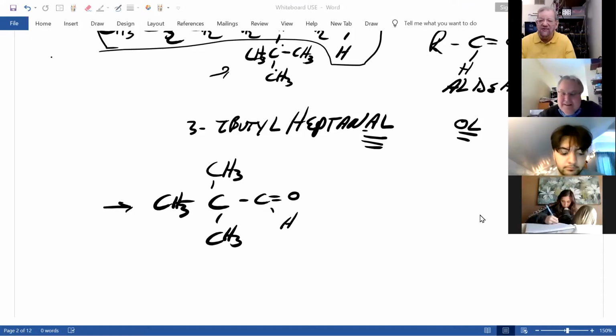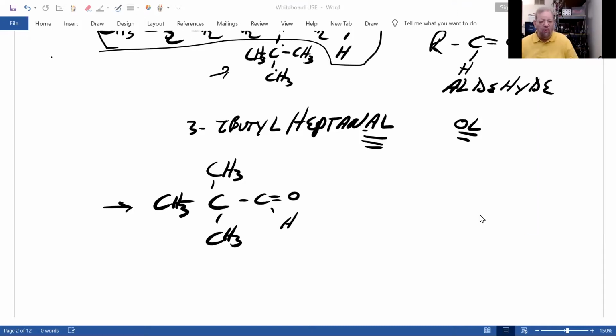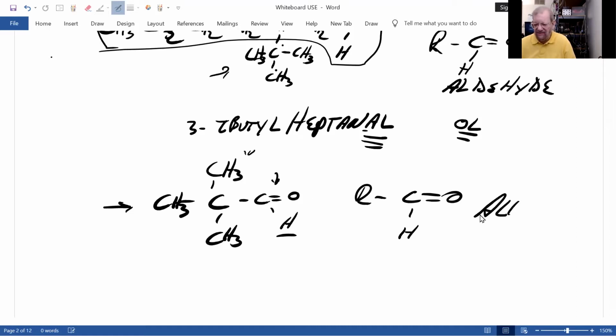All right, I think everybody's done. Let's take a look at this. What's different? What's not a carbon-carbon single bond? Carbon oxygen. Ooh, carbonyl. It's got a hydrogen and it's got carbons on it. And this is an aldehyde.